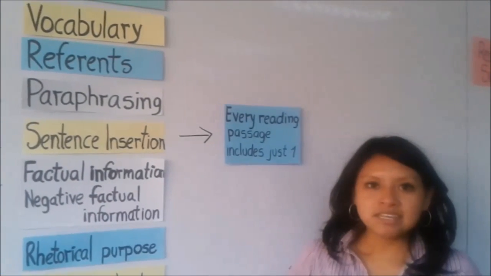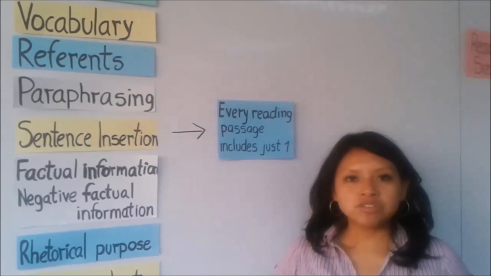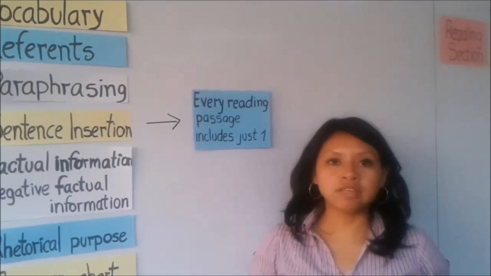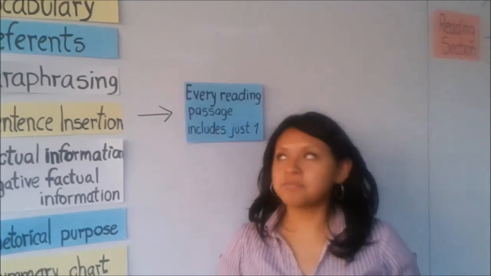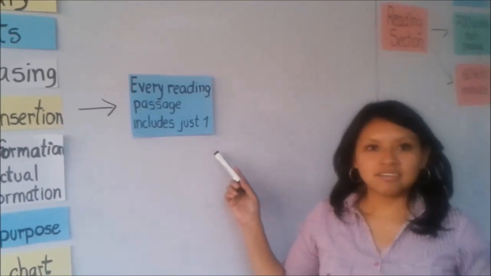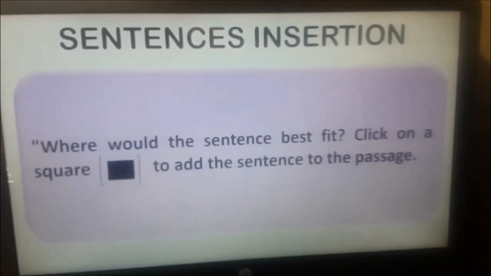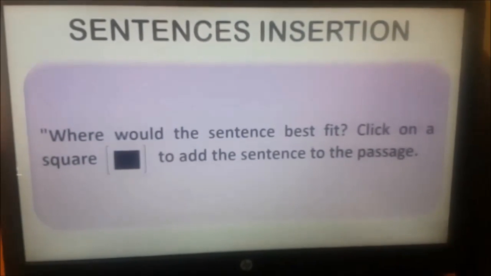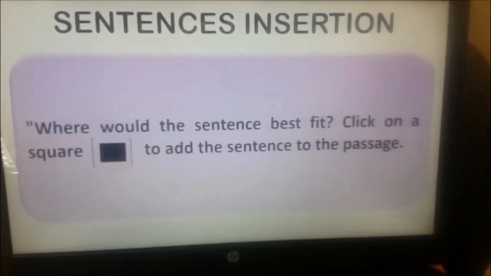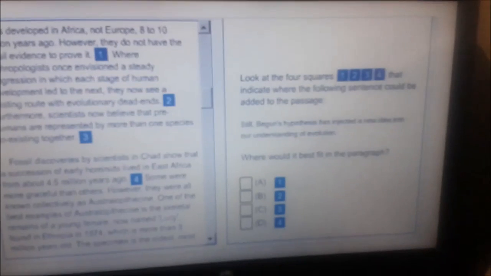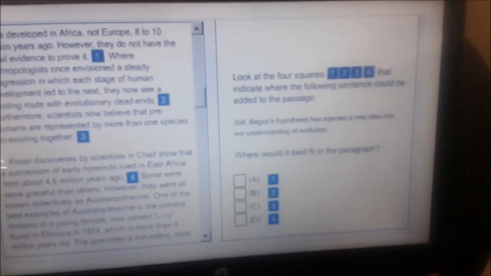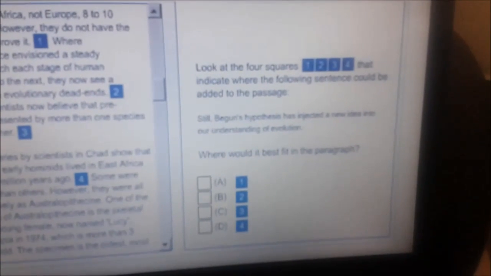Sentence insertion. This type of question is designed to show that you understand the logical order of the reading passage. Every reading passage includes just one. You will see examples like this: Where will the sentence best fit? Click on the square to add the sentence to the passage. This type of question is commonly seen with squares. The squares are clearly marked in the passage.